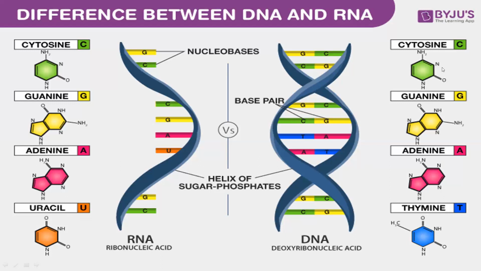The other thing is that OH is extra in RNA. That OH will be extra. That's why DNA is having one O less. That's why it is called deoxyribonucleic acid. Deoxyribose nucleic acid. The next, what is there?